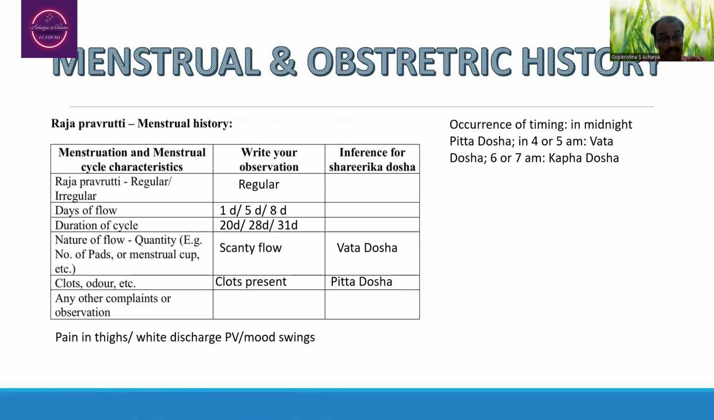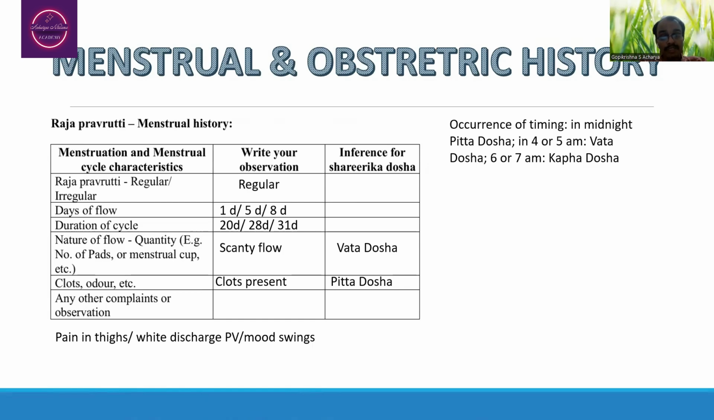When you think about the further interaction in relation to Raja Pravritti, that is regarding the timing of occurrence of menstruation. Whether the lady presents with the appearance of menstruation at around 12 noon or 12 midnight, that may suggest Pitta dosha dominance at that particular time period.